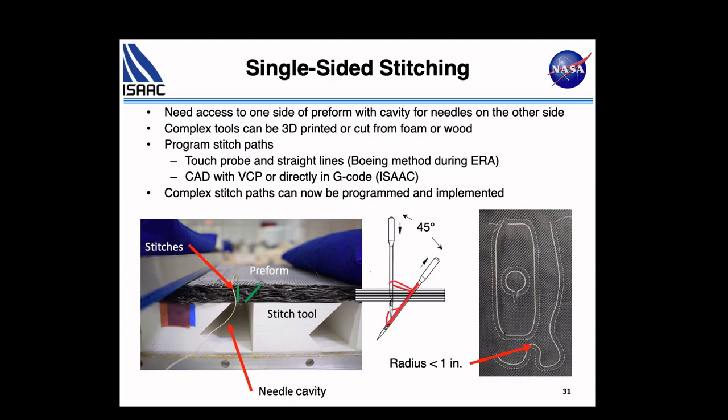Using that touch probe approach, think about it, that means you can only go in straight lines. So to get a curve, they would do lots of straight lines. Our system is far superior to that. We can actually do whatever pattern it is we want.